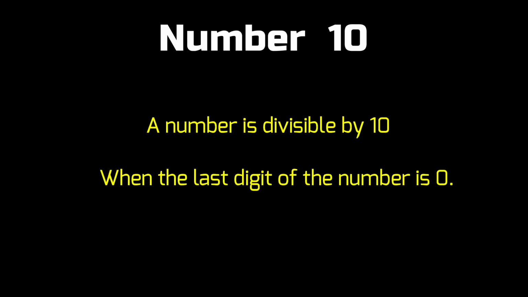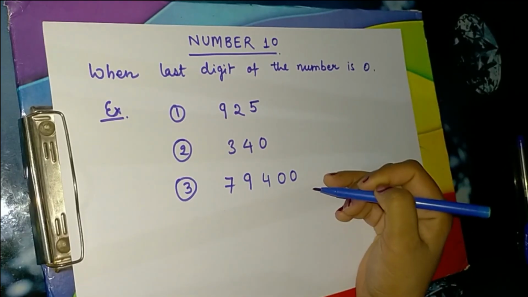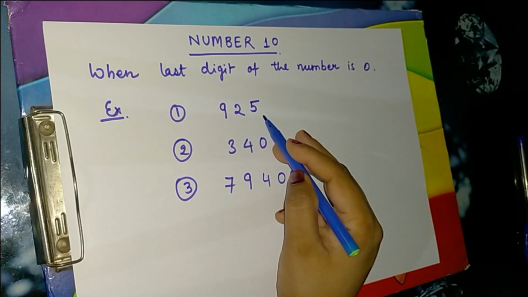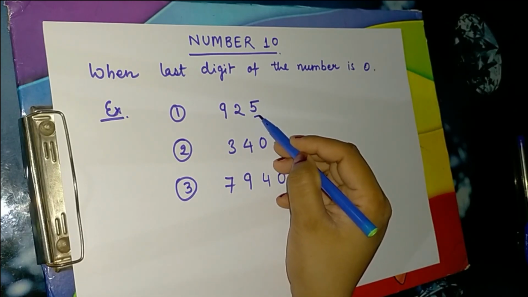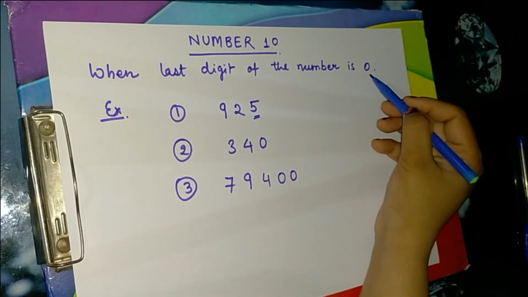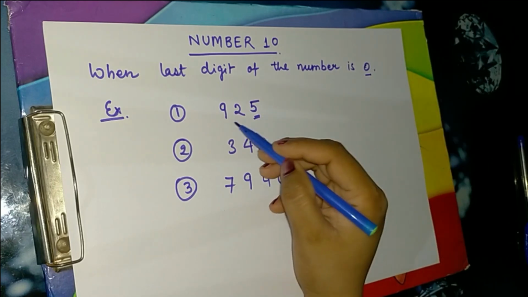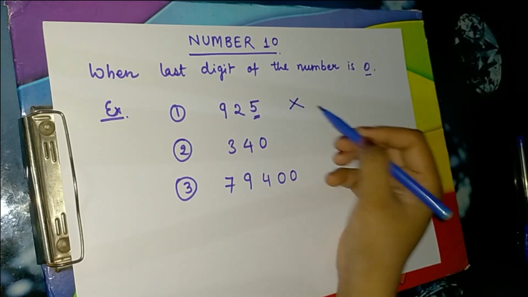A number is divisible by 10 when the last digit of the number is 0. For example, here we have three numbers. Our first number is 925 and the last digit of this number is 5. But according to the rule, we must have last digit 0. So we can say that 925 is not divisible by 10.